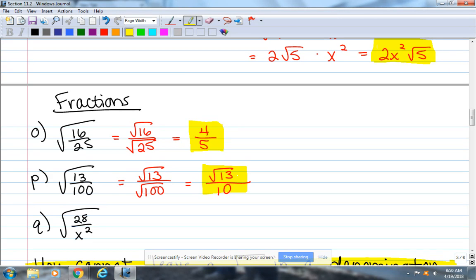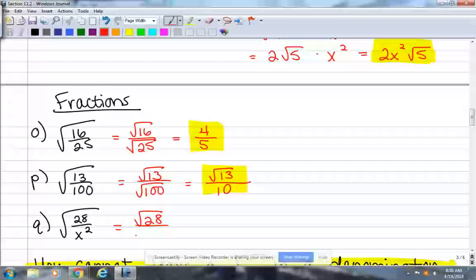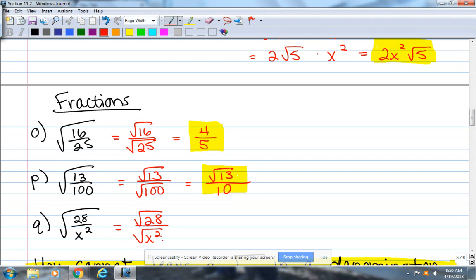All right, so the last one is the square root of 28 over x squared. So what's the first thing we do when we take the square root of a fraction? Give them both their own radical. So I'm going to have radical 28 over radical x squared. And then you need to simplify them individually. So radical 28, let's start with that. Is there a square that goes into 28 besides 1? 4. So we can simplify that one. So that's radical 4 times 7, right?